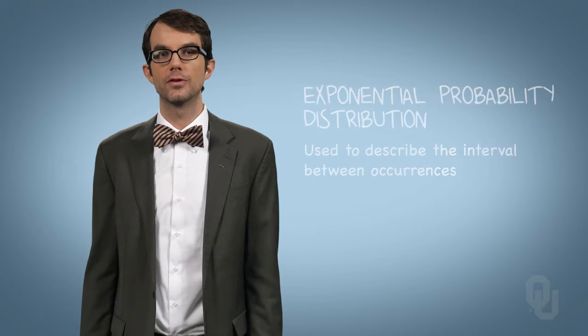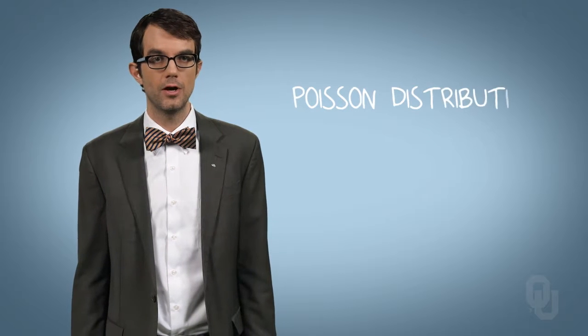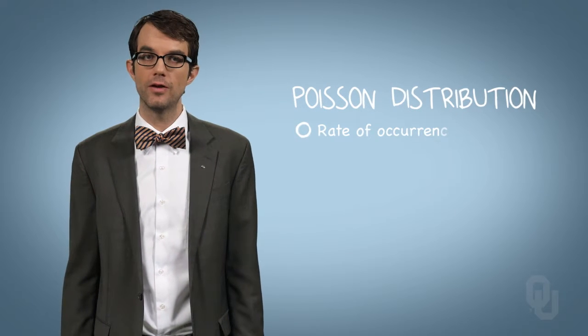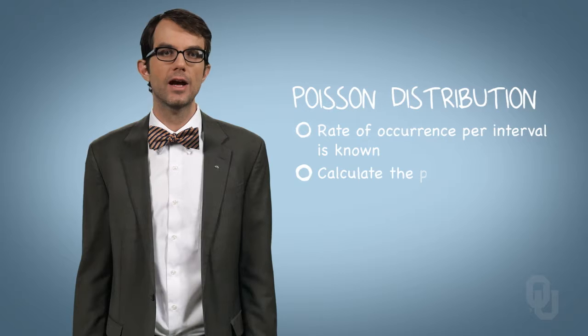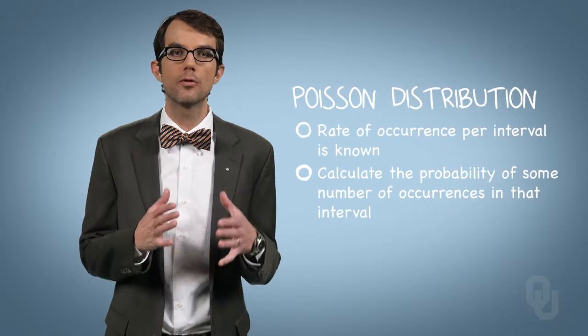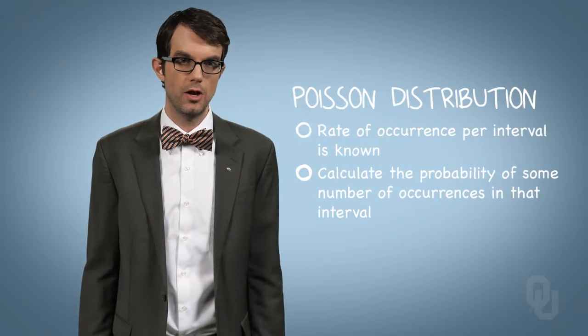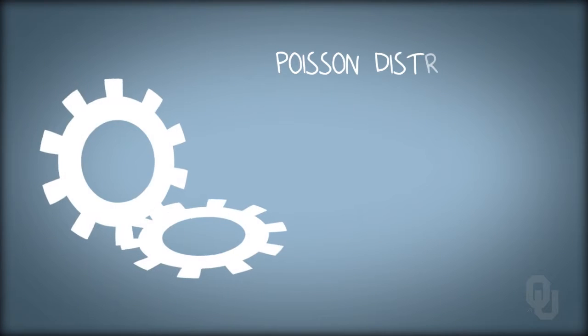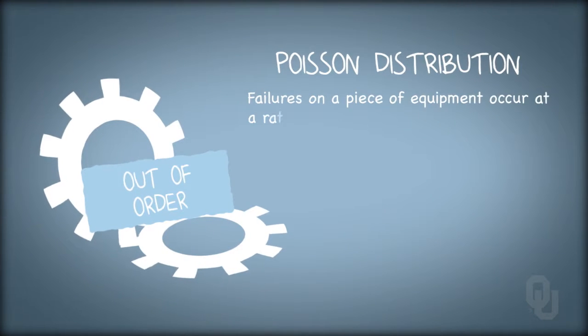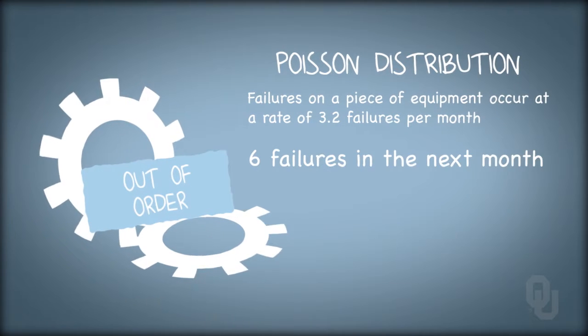Recall from our discussion of discrete random variables, a particular discrete probability distribution was the Poisson distribution. With the Poisson distribution, we know a rate of occurrence per interval, and we want to calculate some probability of the number of occurrences in that interval. For example, say failures on a piece of equipment occur at a rate of 3.2 failures per month. A Poisson distribution would give us the probability of 6 failures in the next month.